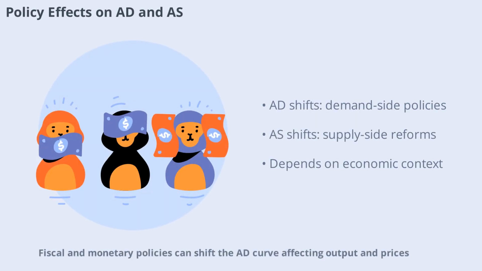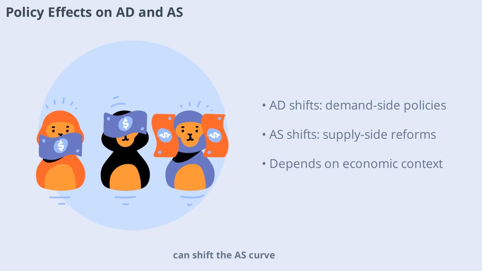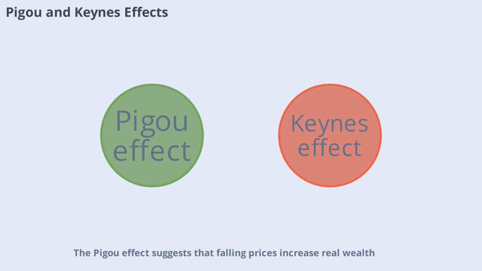Fiscal and monetary policies can shift the AD curve, affecting output and prices. Supply-side policies such as improving productivity or reducing regulation can shift the AS curve. The effectiveness of these policies depends on the economy's position relative to full employment and the flexibility of prices and wages. Pigou effect suggests that falling prices increase real wealth, boosting consumption and aggregate demand.